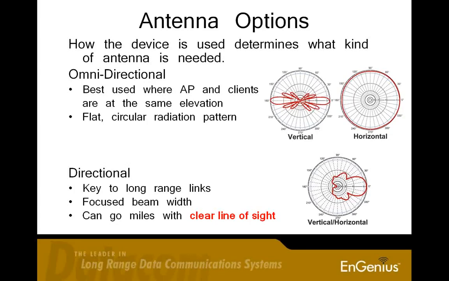Directional antenna is usually recommended when you want to have a long-range link. With directional antenna, you have a focused beam, and you can go miles provided that you have clear line of sight, minimal interference, and proper antenna elevation and alignment.